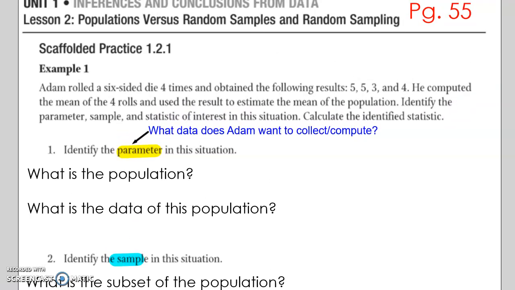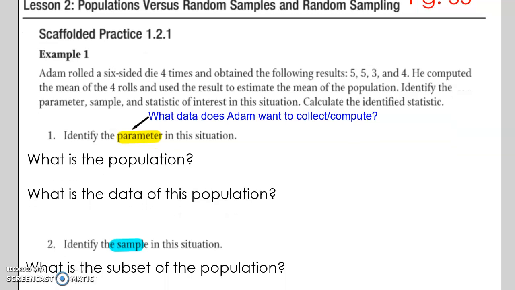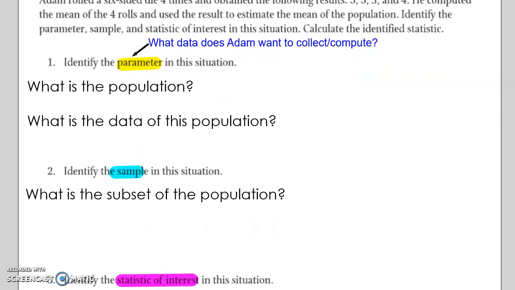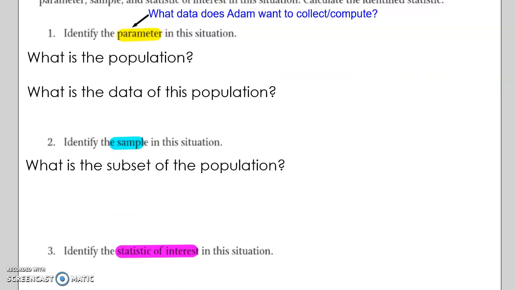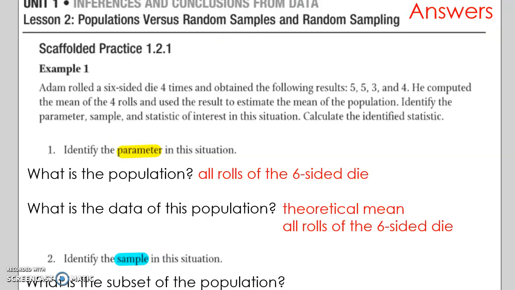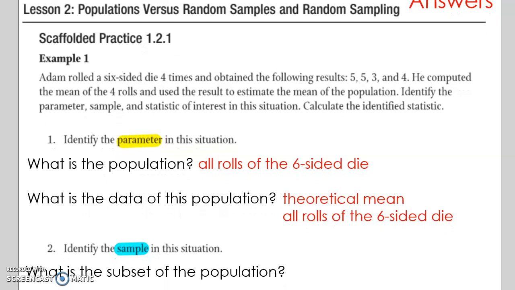So example 1 can be found on page 55. I'll let you guys read through. Here are the questions, some things I want you to think about. Maybe pause the video, give yourselves a minute or two to address these questions. And here are the answers.